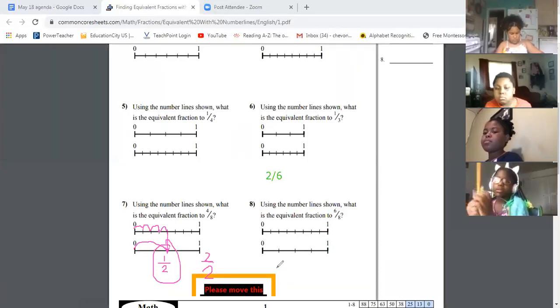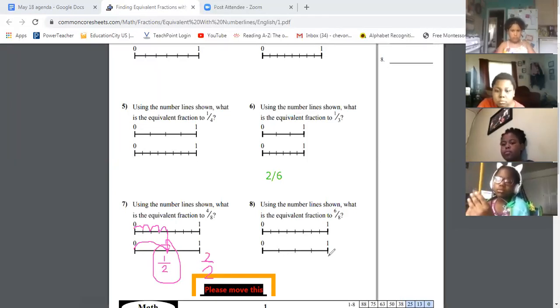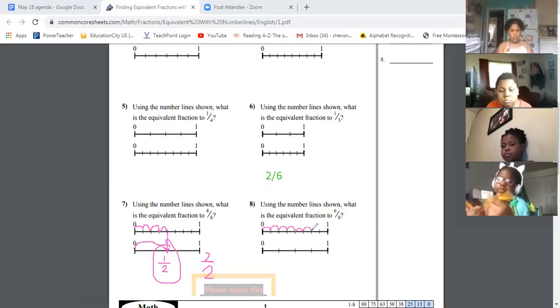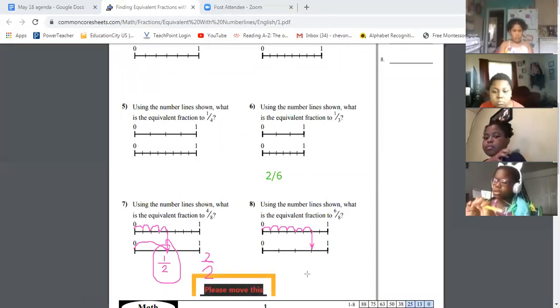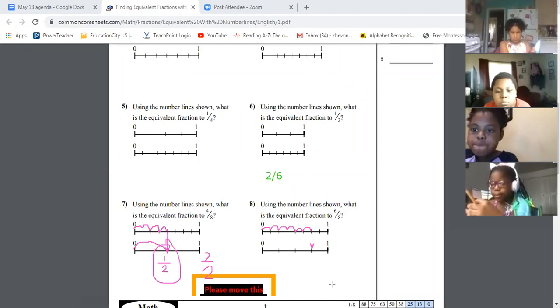Let's take a look at number 8. So they have 6/8. So we're going to find where 6/8 would be. So we need to do 6 hops. 1, 2, 3, 4, 5, and 6. Let me get my arrow. Okay, so that's going to be where our equivalent fraction is going to fall on this number line. So now do my hops, find my denominator at the bottom. Find my denominator.